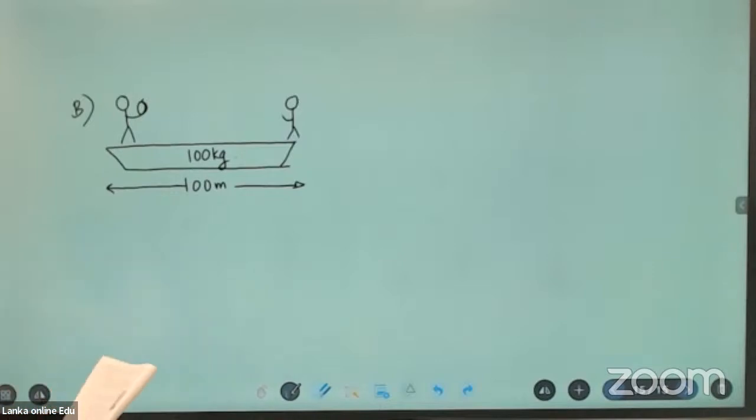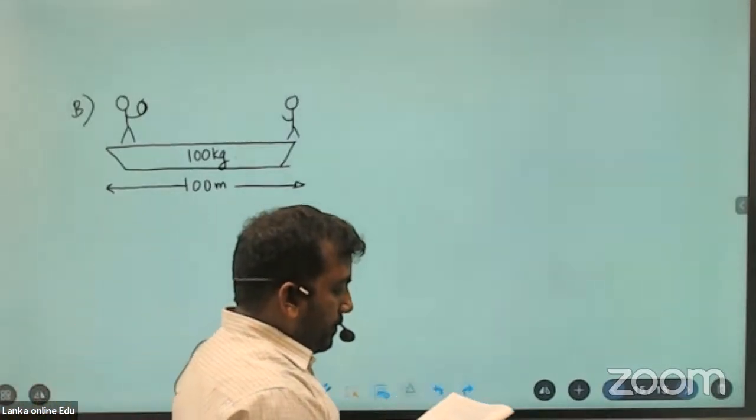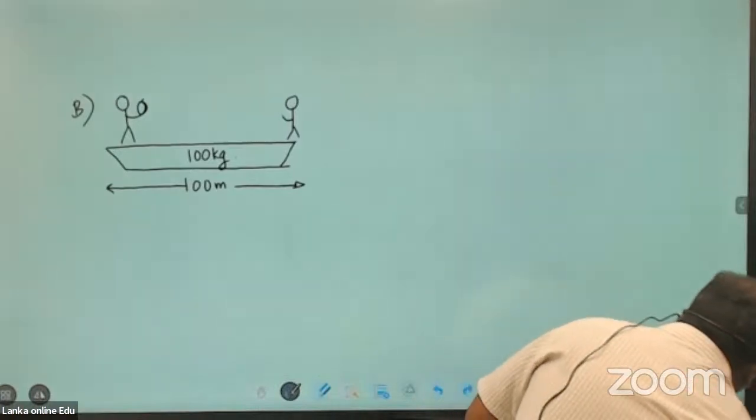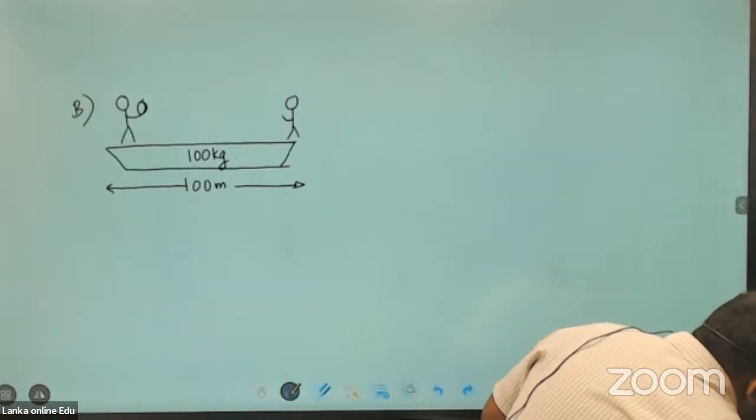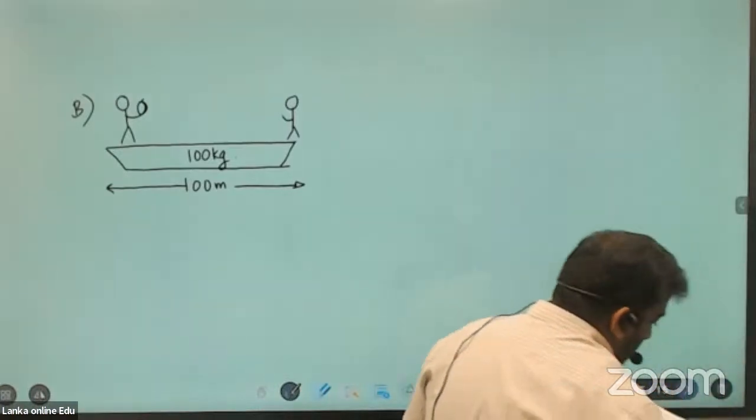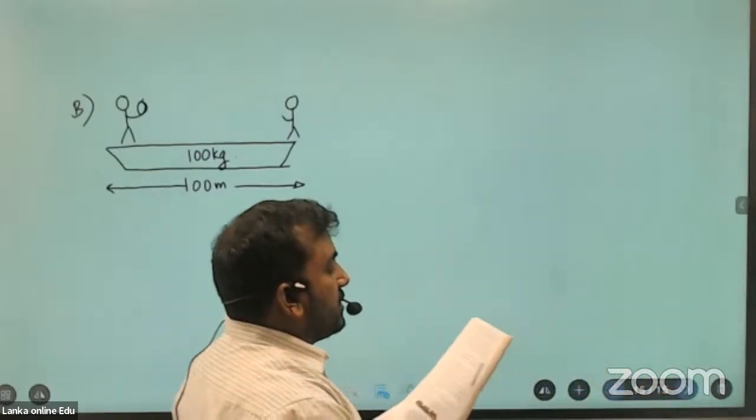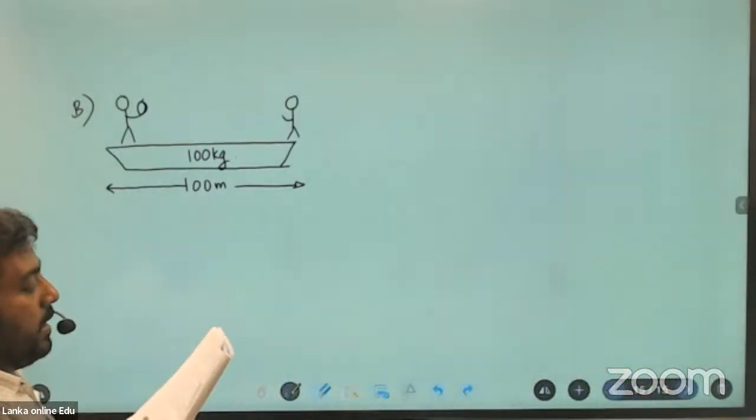Okay. Question. Right now, one child throws a ball of mass 10 kg towards the other child.